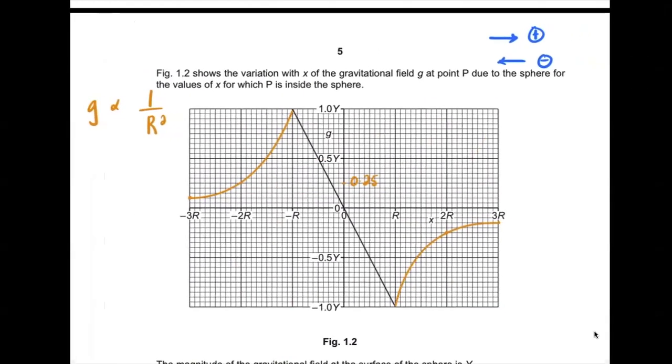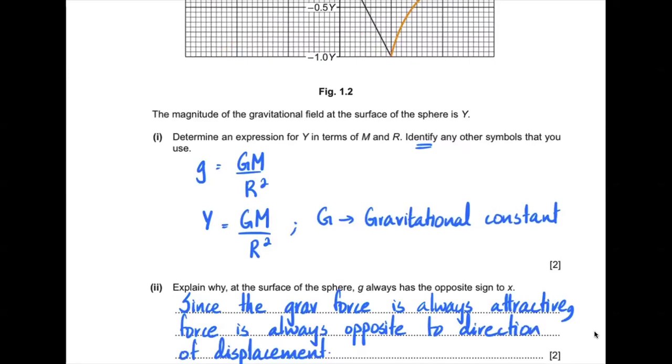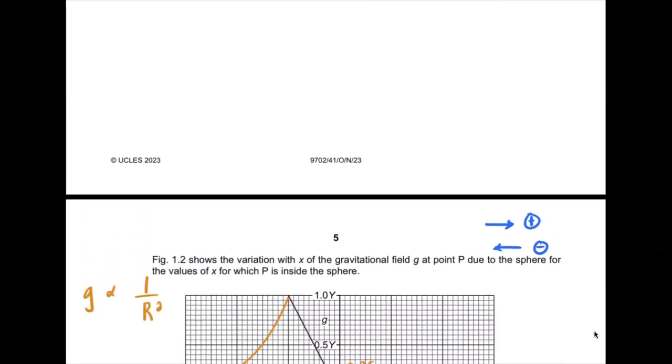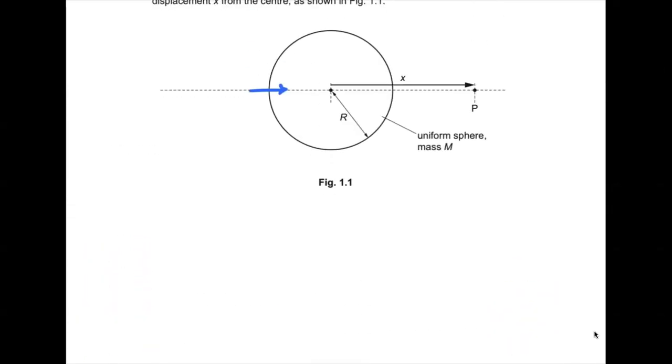Yeah, I just have a question about part 2. Since the gravitational force is always attractive, force is always opposite to the direction of displacement. So if it's being displaced to the right, the force acts to the left. How come? Because if, let's say we're at a point like this, I'm to the right, but the gravitational force would take it towards the center.